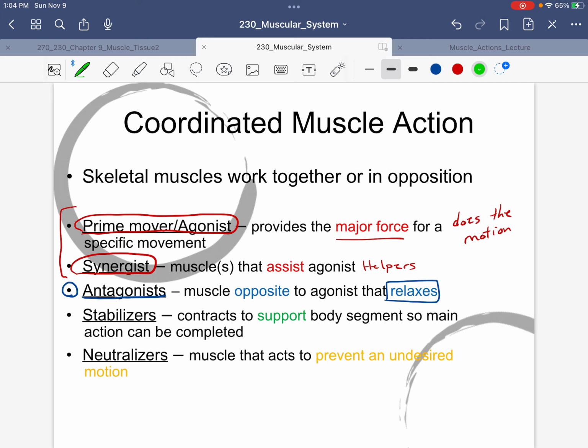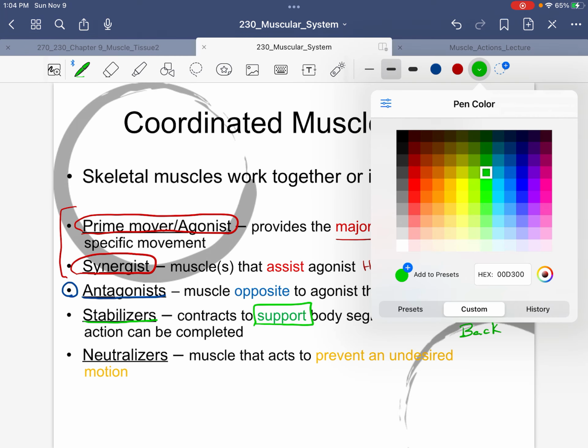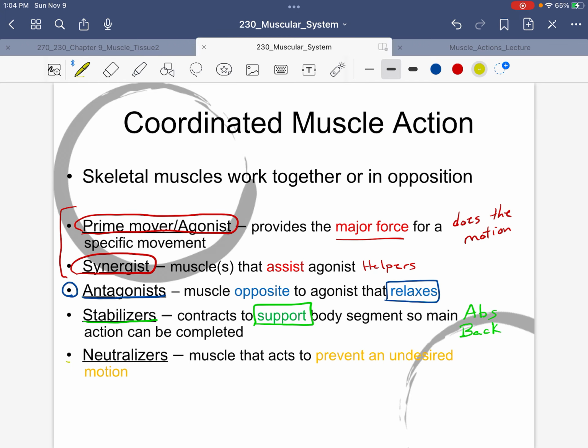Then we have some stabilizers. They do what the word says, stabilize. These tend to be postural muscles. Think about the abdominals, the core, the back. We can also have neutralizers. Neutralizers help to prevent an undesired motion. It's a little bit different from a stabilizer. A stabilizer helps you to maintain the form.